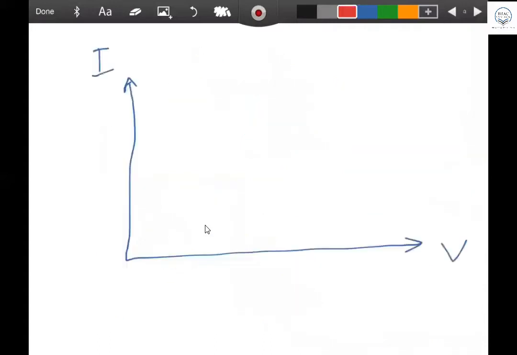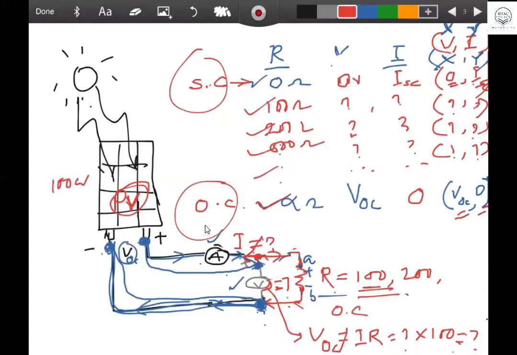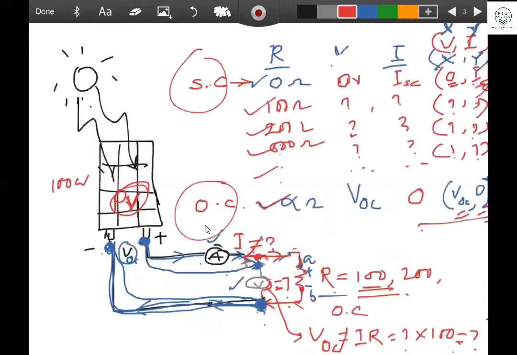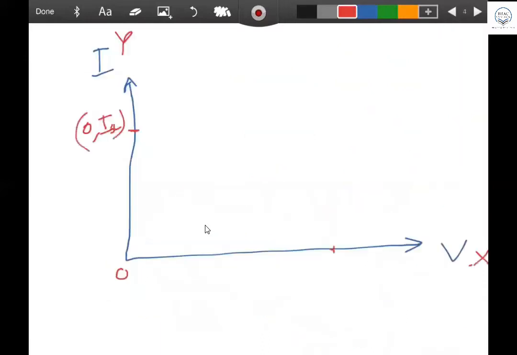Now if you plot, the first point is 0, short circuit. This point, 0 and I short circuit, is on the y-axis, with I as the y-axis and V as the x-axis. Another point is the last point, V open circuit, 0. It will be on the x-axis, so we can say V open circuit, comma 0. This is the point on the x-axis, and that is a point on the y-axis. These two points we all understand.